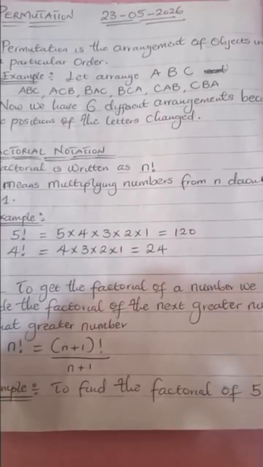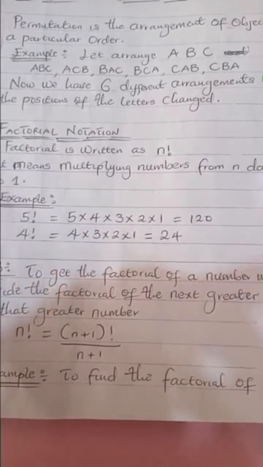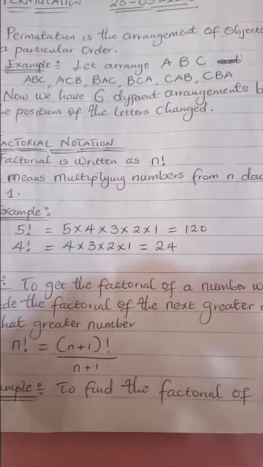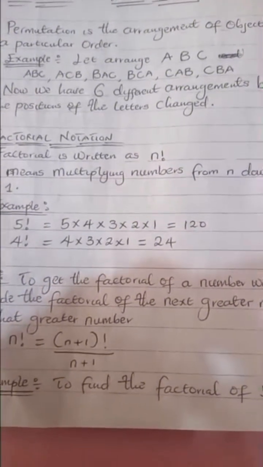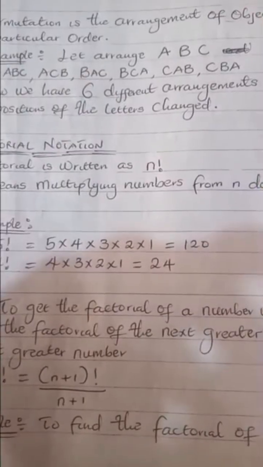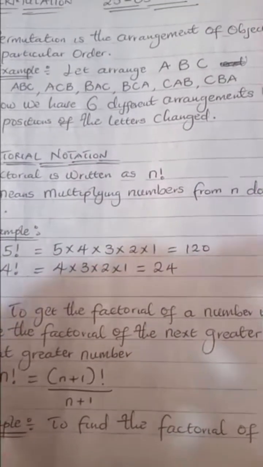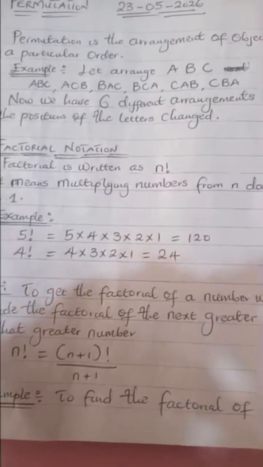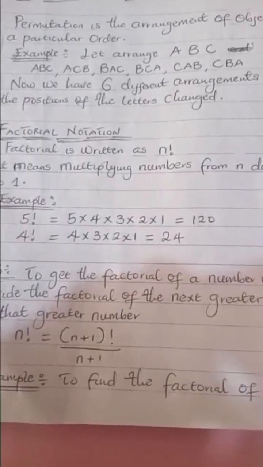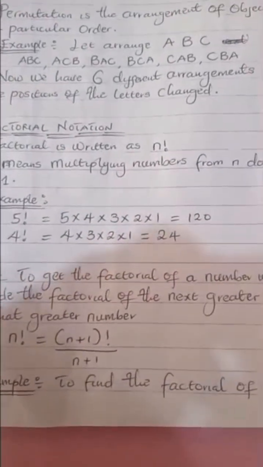Now, for example, let us arrange ABC. If you want to arrange ABC in a particular order, we have ABC. We have ACB. You can see BAC. You can see BCA. You can see CAB. You can see CBA. Now, all of these are 6 different ways in which ABC can be arranged. We have 6 different arrangements because the positions of the letters changed.